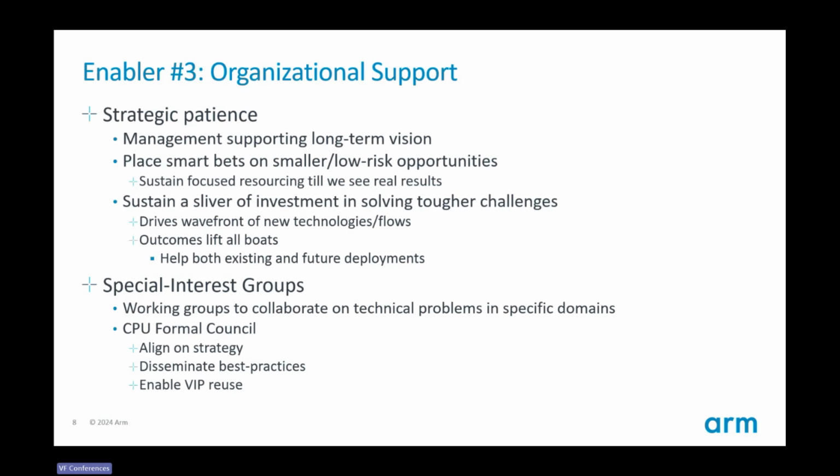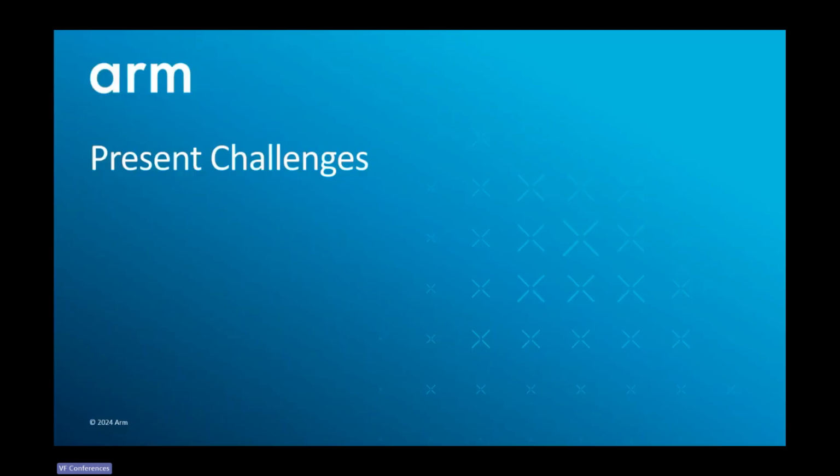Number 3 was organizational support, having management with a longer term vision of staying invested, placing smart bets on low hanging fruit, but also investing in tackling tougher challenges. The benefit of that was as we developed new techniques and flows, they helped all existing problems as well as future deployments. What also helped was having special interest groups across the different teams to work on both technical problems and also on strategy, best practices, and enabling reuse.